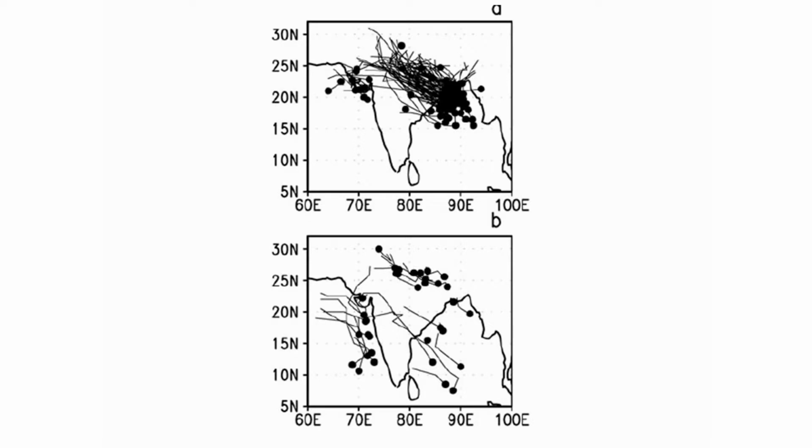Here is another manifestation of these so-called low pressure systems, or cyclonic systems. During the active period, a lot of these low pressure systems are coming and forming over the Bay of Bengal and bringing moisture and rain onto land. When there is a break period, there are no well organized low pressure systems and there is no rainfall here.